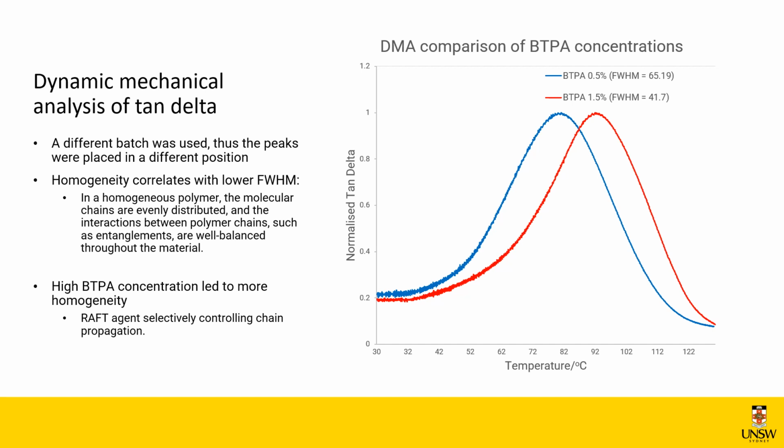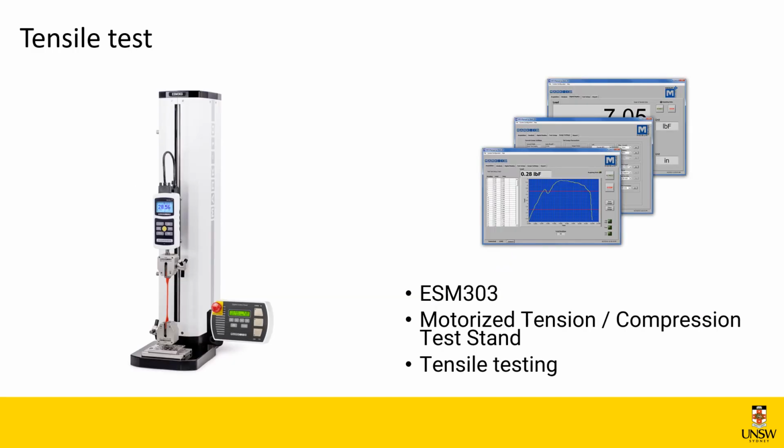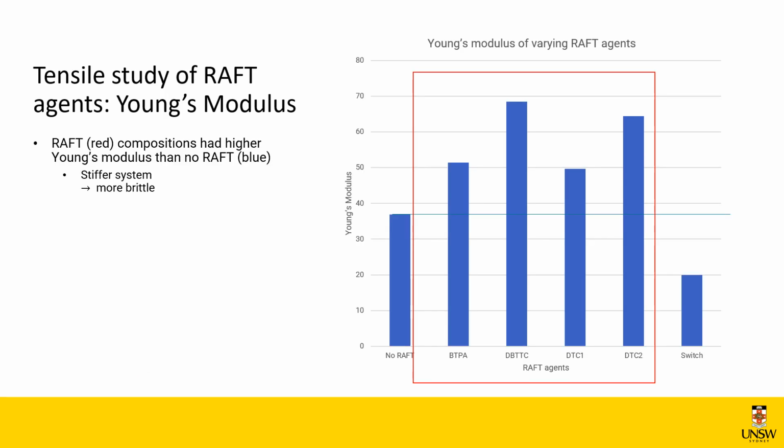Finally, a Mark 10 ESM303 tester was used to determine the Young's modulus and strength of the printed objects. Early deductions of the RAFT material being brittle suggests a high Young's modulus. This complied with the tensile data, where all the RAFT agents besides the switchable RAFT had a higher Young's modulus than the RAFTless composition, as seen by the highlights here.